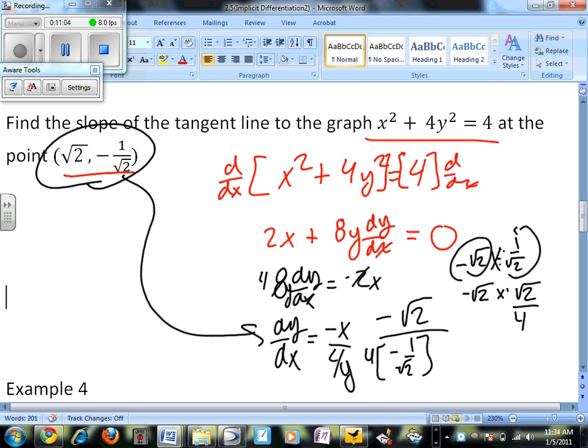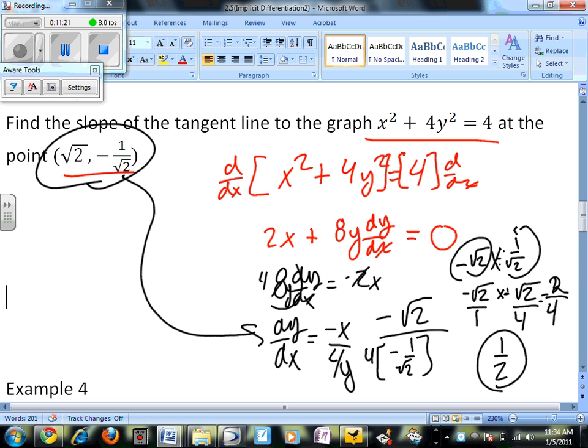There we go. Okay, so when I multiply a negative and a negative, it's going to make a positive. Square root of 2 times the square root of 2 is just 2. And then 4 times 1 is 4. So I'm left with just a positive 1/2 as my slope.